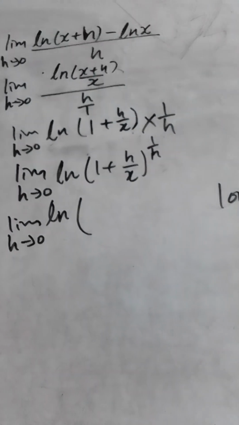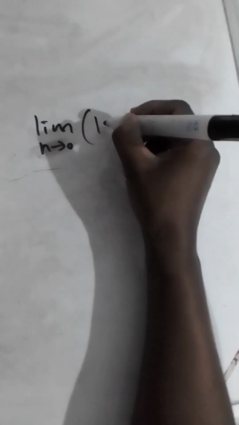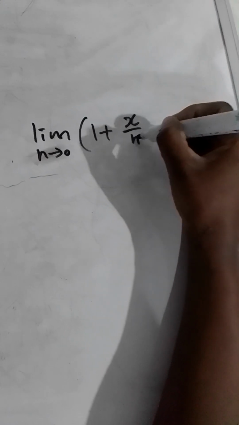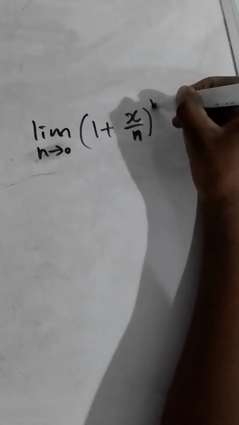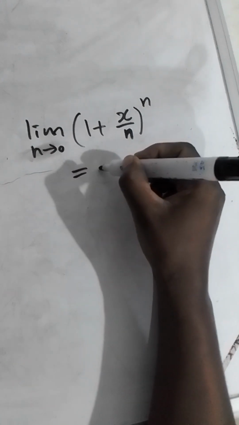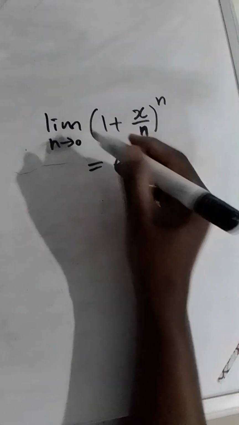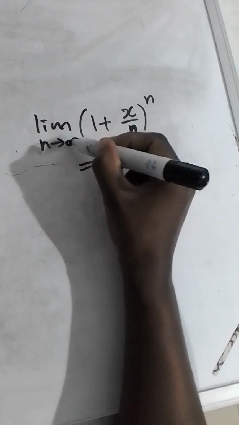Now, this limit, we must know there's a limit that says, as n approaches infinity, 1 plus x over n to the exponent n is actually equal to e.